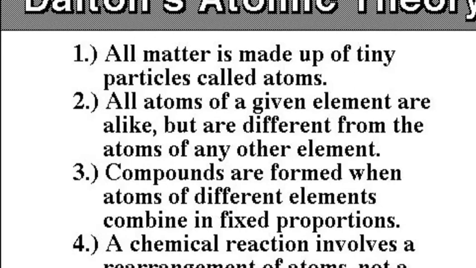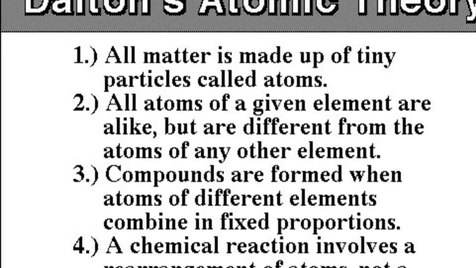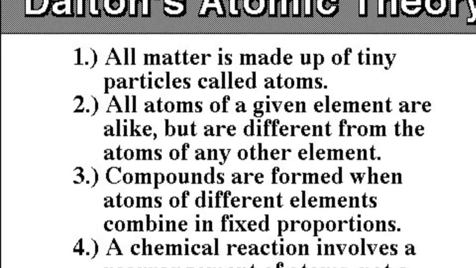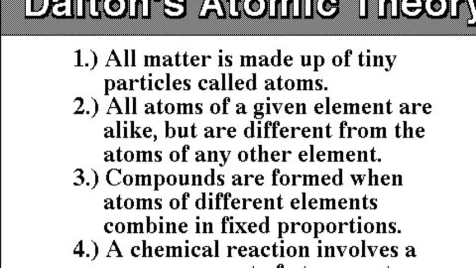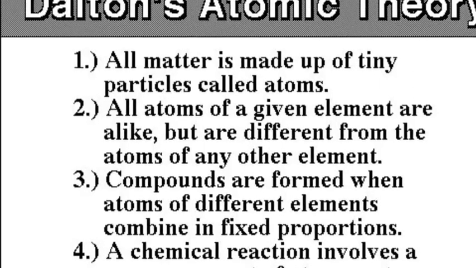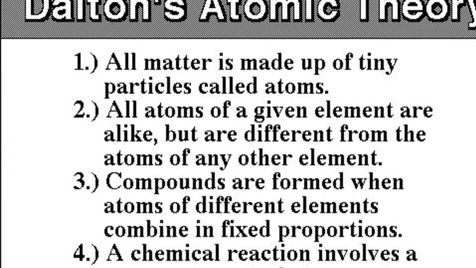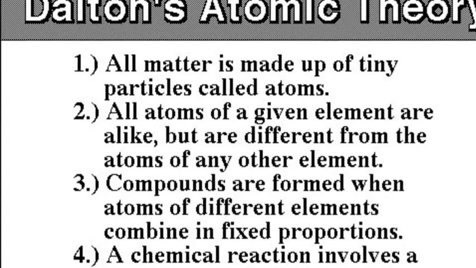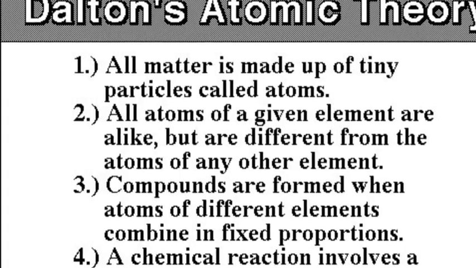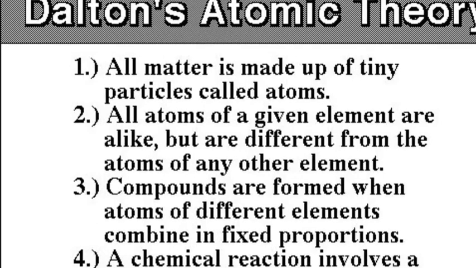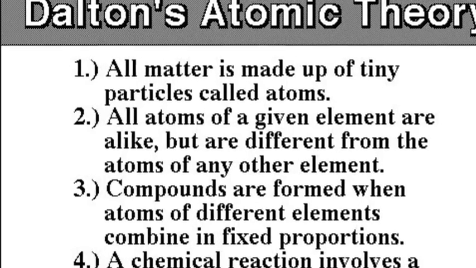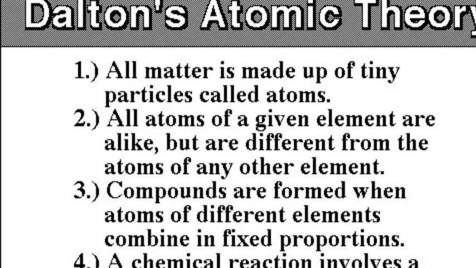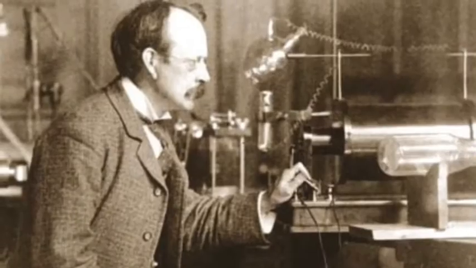He also said the compounds are formed when atoms of different elements combine in fixed proportions. His fourth one is chemical reactions involve a rearrangement of the atom, but not a change in the atom. So basically atoms are going to be indivisible. What an indivisible atom means is the atom will not break down into smaller pieces, such as the subatomic particles, which we're going to discuss now with J.J.